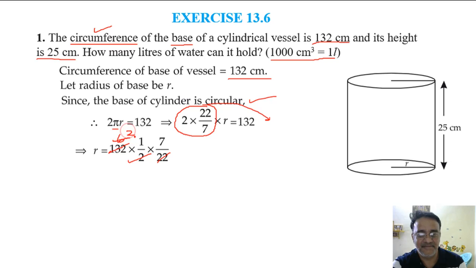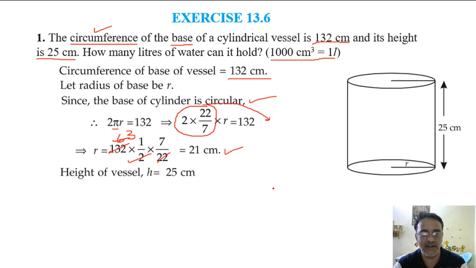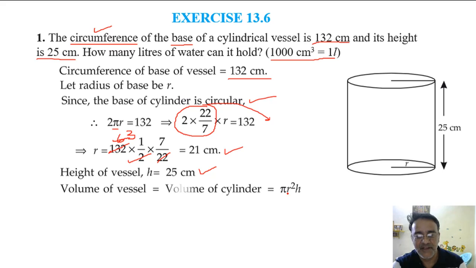42 by 2 is 21, right, good, 21 centimeter. Now we are going to find the volume of the cylindrical vessel. What is the formula? Pi r square h. Very good, pi r square h. And the height of the vessel is given, 25 centimeter. So the volume of the vessel is equal to the volume of the cylinder because it is a cylindrical shape, pi r square h.